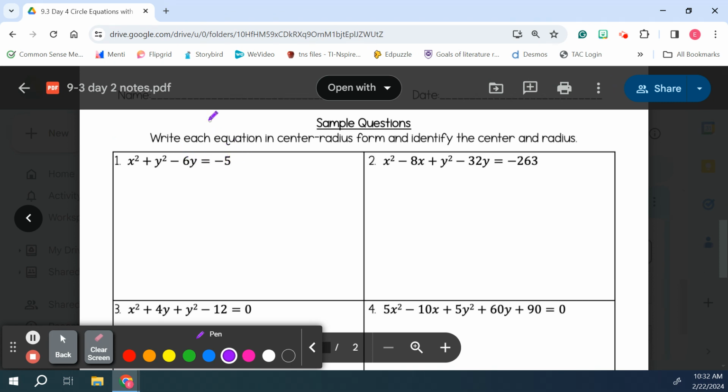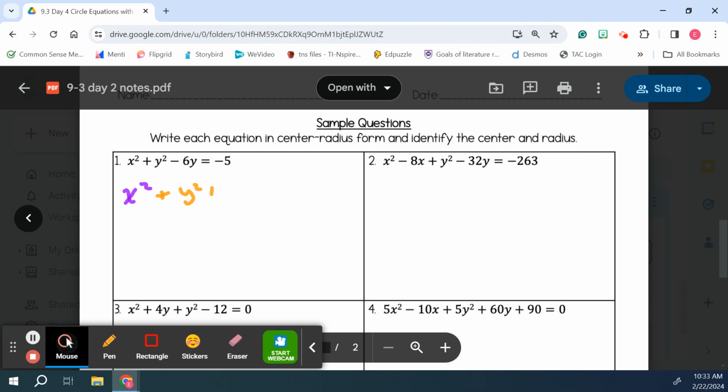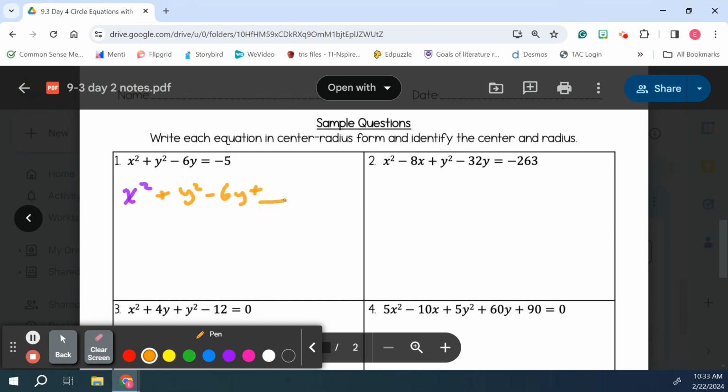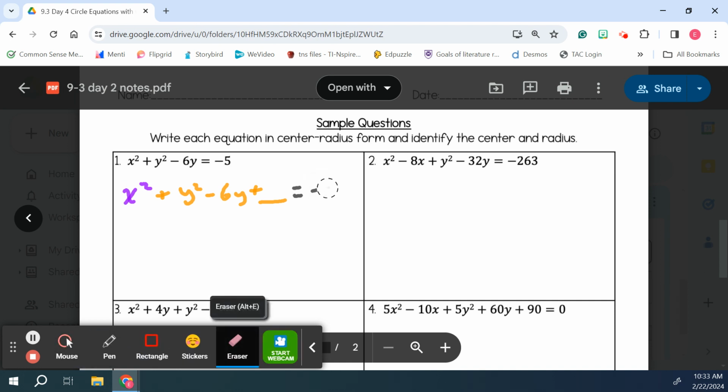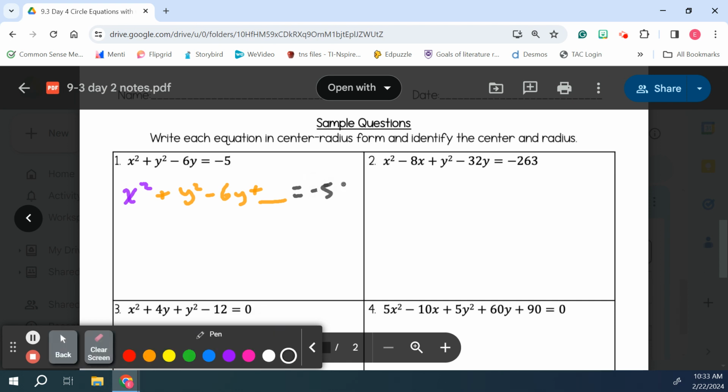Now, the negative 5 is already on the opposite side, so we don't need to worry about that. But I am going to rewrite this. Now, the x squared part, there's nothing there being added into it, so we're just going to leave it as x squared. And we're going to add this to y squared minus 6y plus some space equals negative 5, plus whatever that space we find in orange.